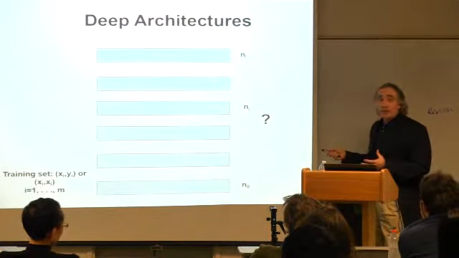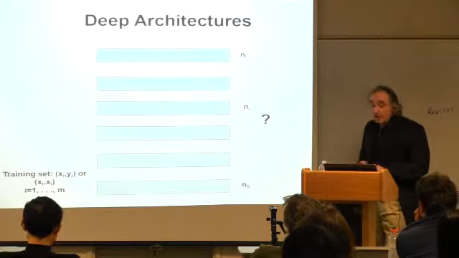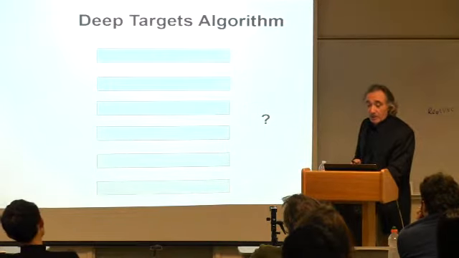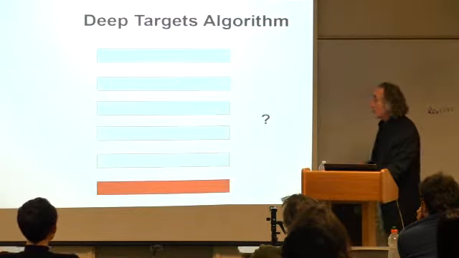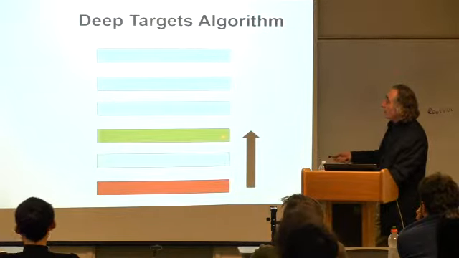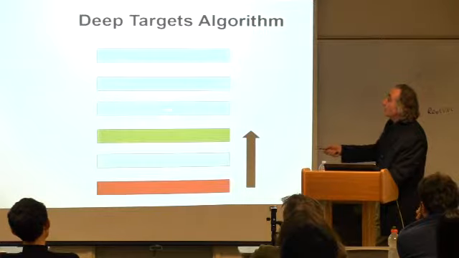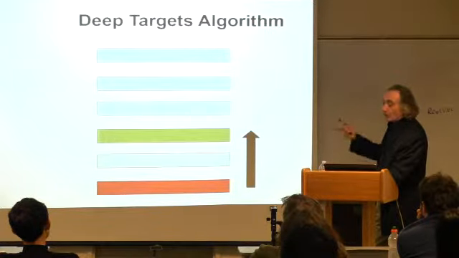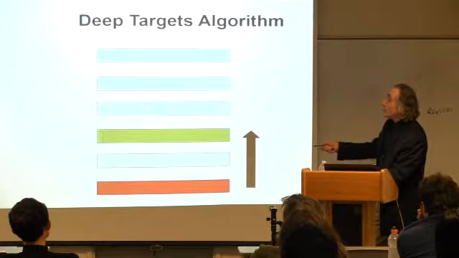The question is, we need targets. So the question is how to give targets to deep layers. So I'm going to show you one way to do it. So you take your input and you propagate it forward to this layer. And now the question is, what should it do here in order to do well on the function? Well, we don't know. What we're going to do is sample.